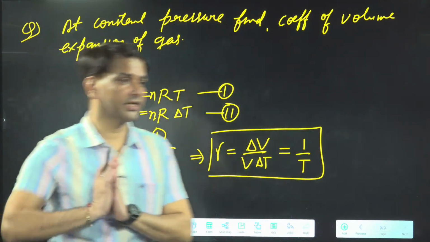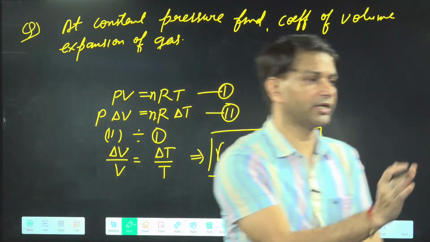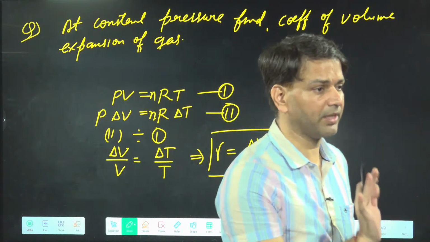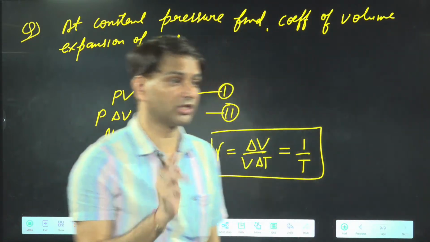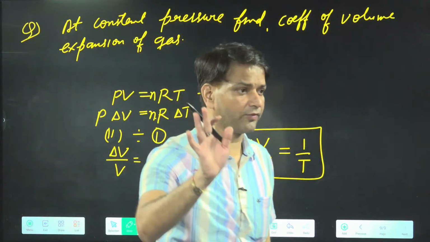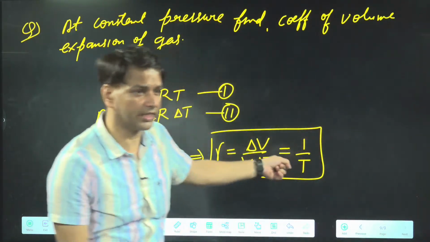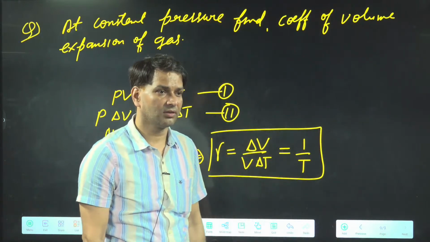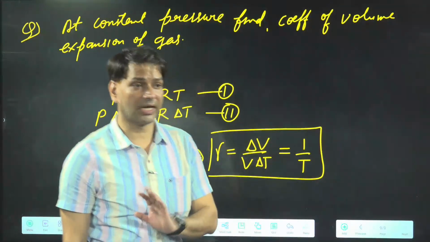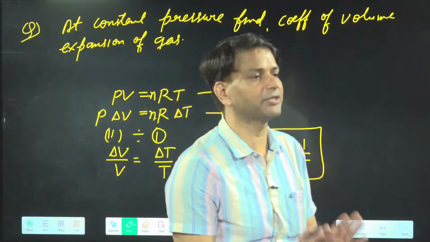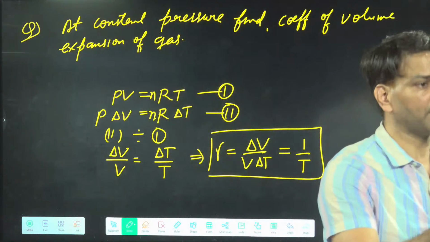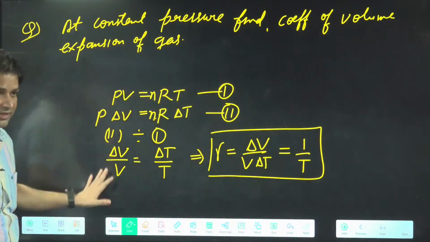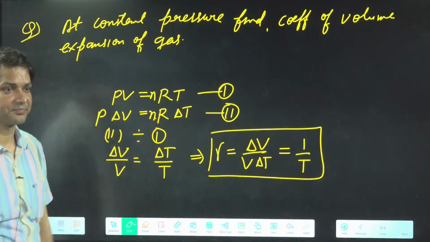If you remember, I said for a solid and liquid, theoretically gamma of the solid does not depend on the temperature, but practically gamma depends on temperature for the solid. For liquid, it is independent of temperature. Now for the gases, what are you getting? Gamma of the gas depends on temperature, but actually it depends on the process.